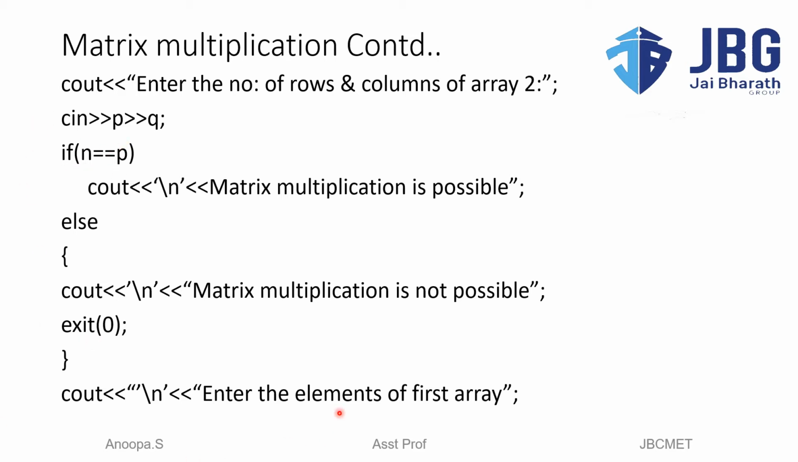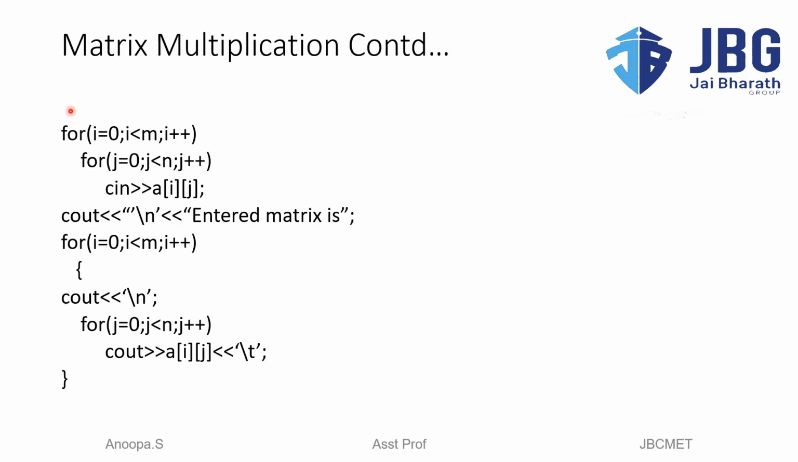So we'll see what will happen if n equal to p. We will get the elements. Enter the elements of first array. So first we received only the number of rows and number of columns of the two matrices. Second, we are going to input the elements. In the last tutorial we discussed how we do this by using nested for loops. So for i equal to 0, i less than m, i plus plus, and for j equal to 0, j less than n, j plus plus, cin a of i j, and I am displaying the entered matrix here.